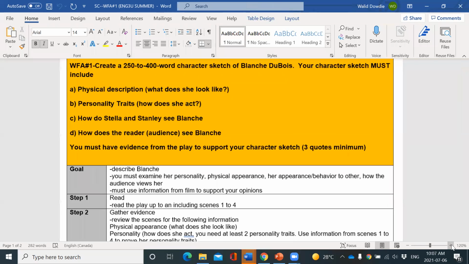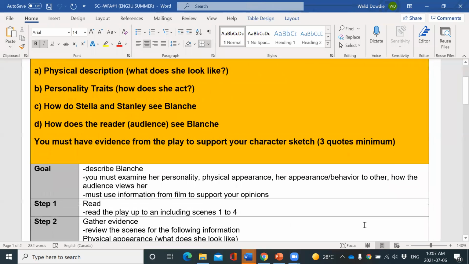I'm gonna zoom in here. So the goal is to describe Blanche. You must examine her personality, physical appearance, her parents' behavior to others, and how the audience views her. Must be information from film to support your opinions. Should be from play.